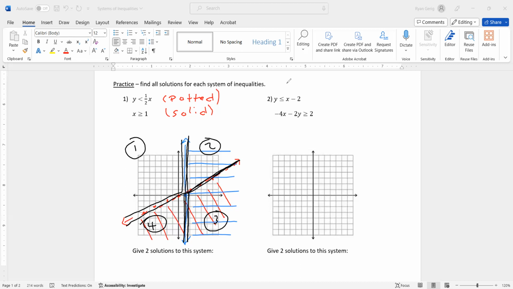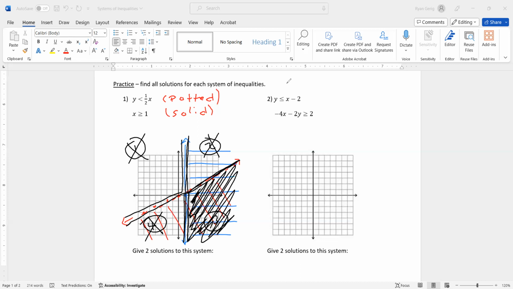All right, so region 1 has no shading, so region 1 is not the solutions. Region 2 is only shaded blue, meaning the red line, the solutions for the first one, are not there. So this one's out. Region 4 is only shaded red, which means the second one doesn't work there. So that one's out as well. Region 3 is where you get red and blue.